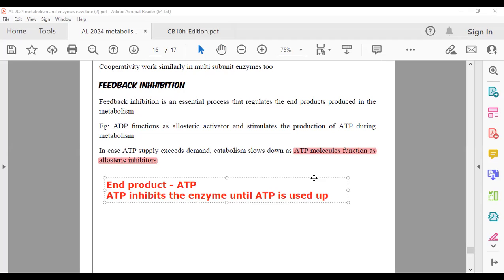But enzymes are not thinking in that pattern. Enzymes are inhibited. ATP is there. Until ATP is used, no more ATP is needed. Wait until ATP is used. Till then, you are inhibited. Enzyme is inhibited. Clear?